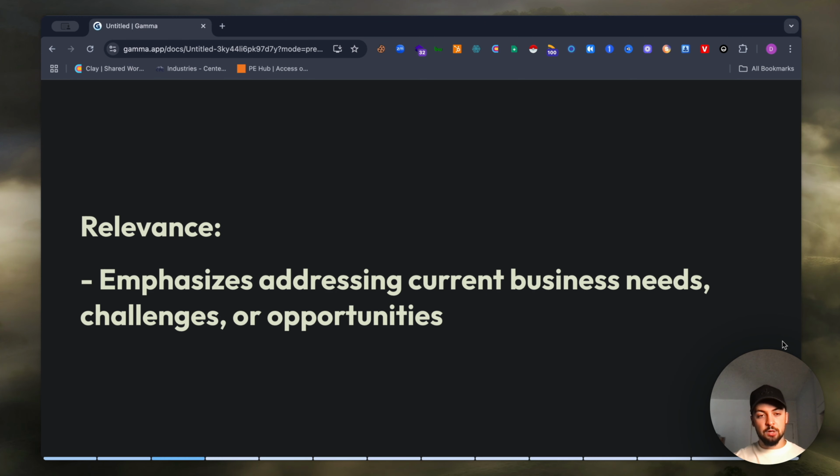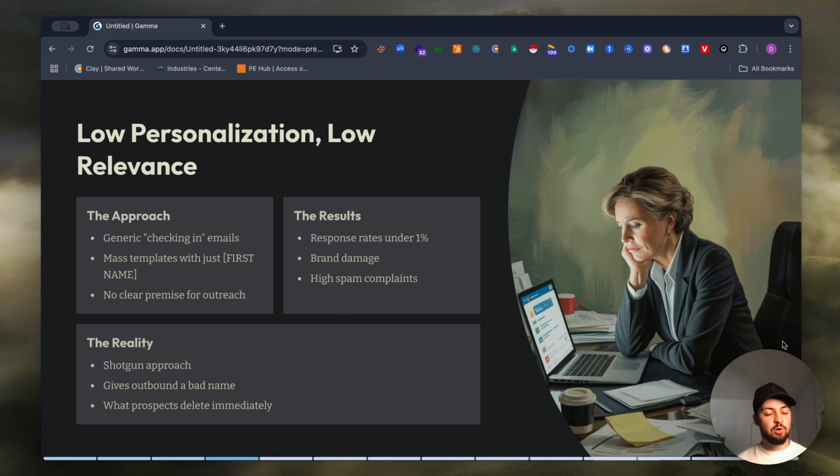So jumping into things, oftentimes what most sellers do is they send cold emails that are low personalization and low relevance. So what does this mean, right? These are your generic cookie cutter templates that everyone is sending, and it's just coming across very spammy. People are marking you as spam. You have a super low reply rate, well under 1%. You're obviously damaging your brand, and ultimately burning your domains and your inboxes, and it's really a shotgun approach, right?